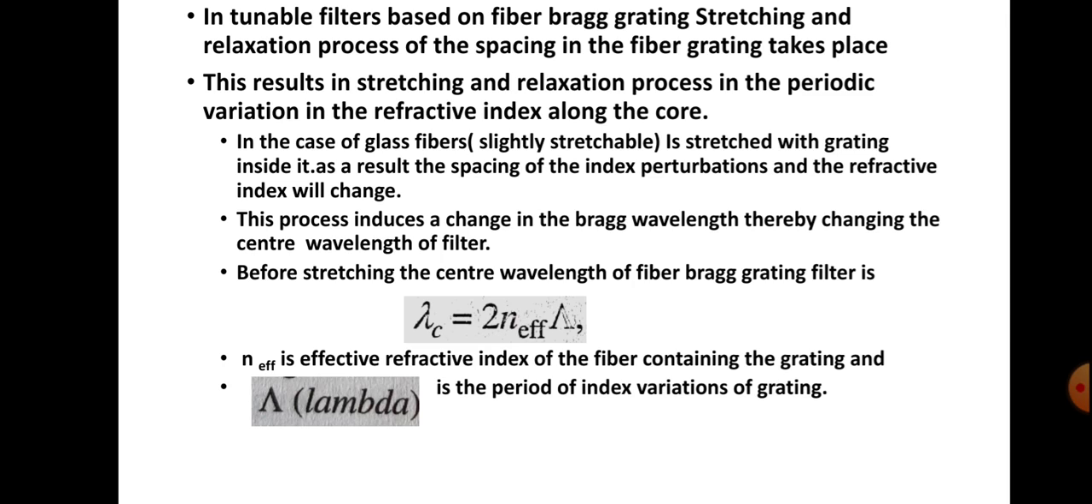So before stretching, let us see the equations. Before stretching, the center wavelength of the fiber Bragg grating filter is lambda c is equal to n effective into lambda, where n effective is the effective refractive index of the fiber contained in the grating structure, and lambda is the period of the index variations of the grating. So before stretching, the equation was like this.